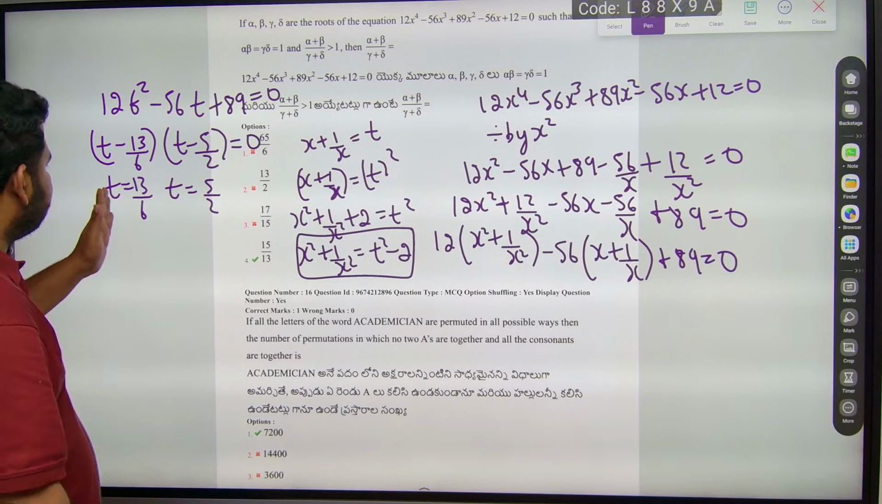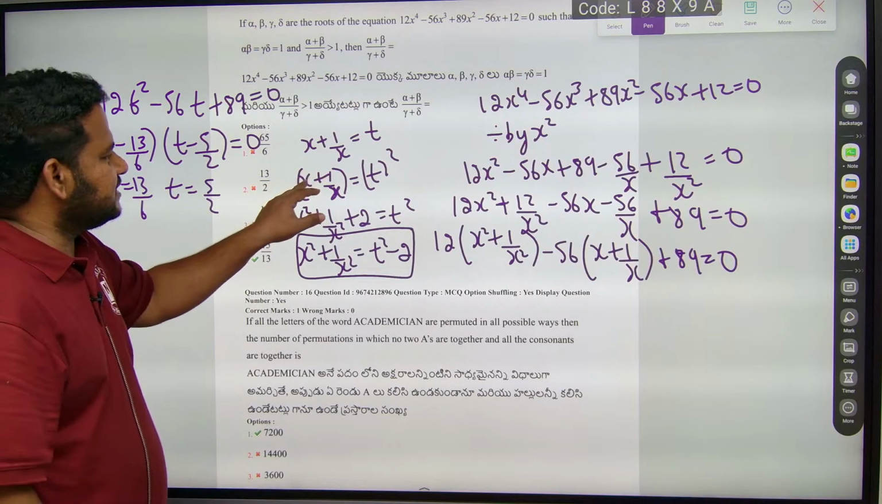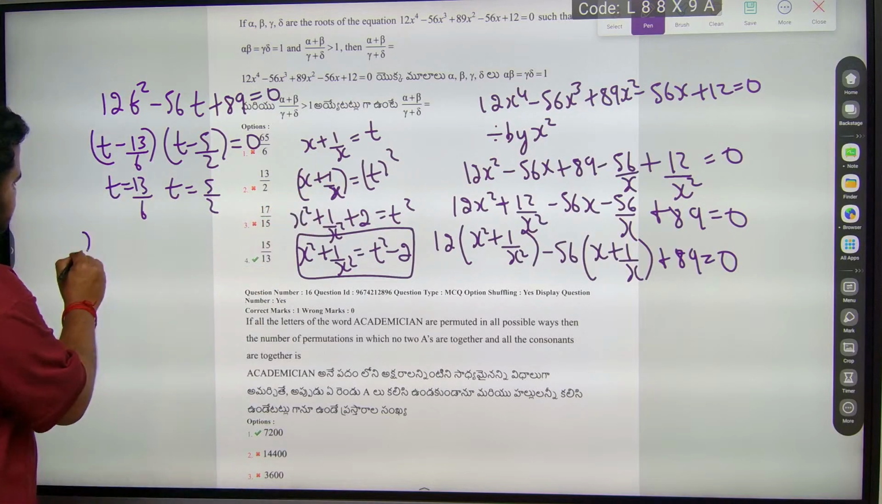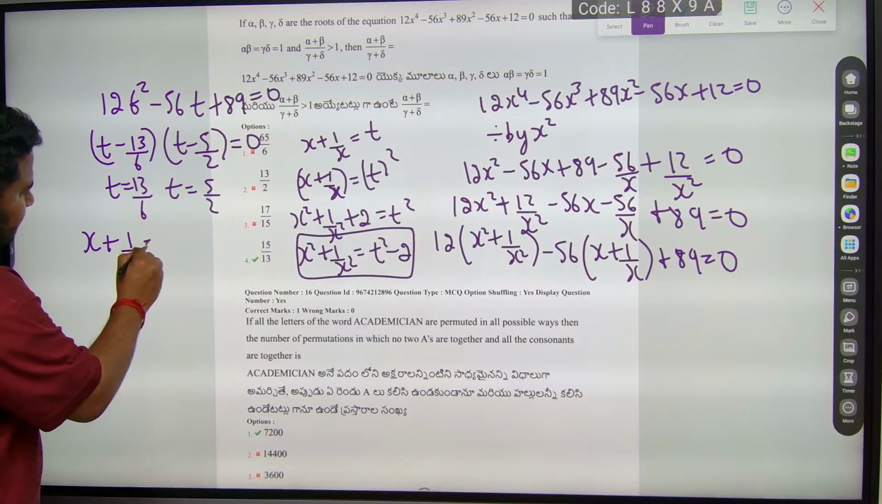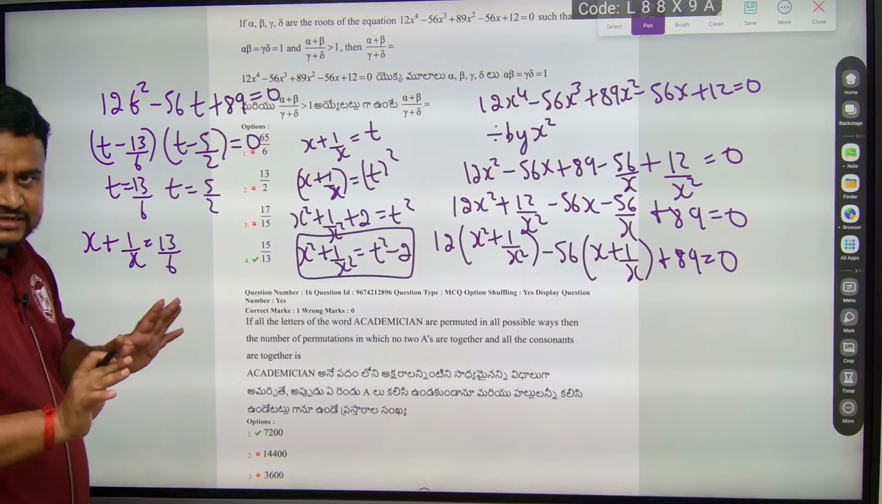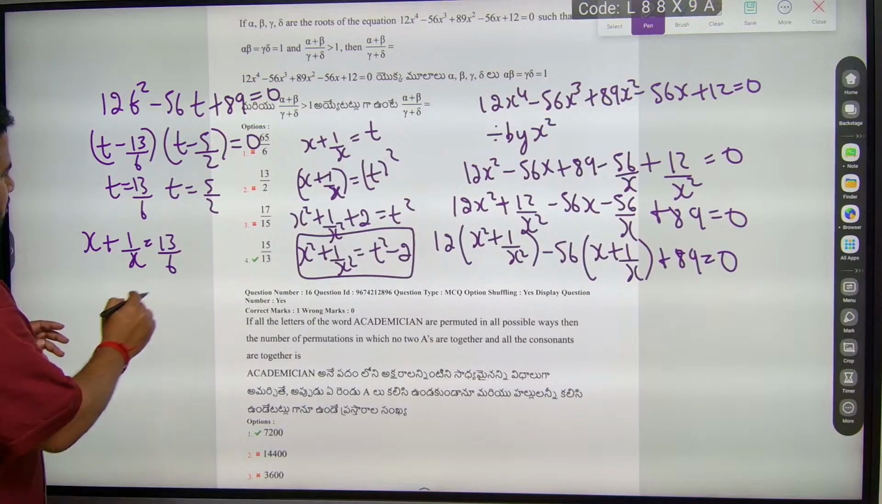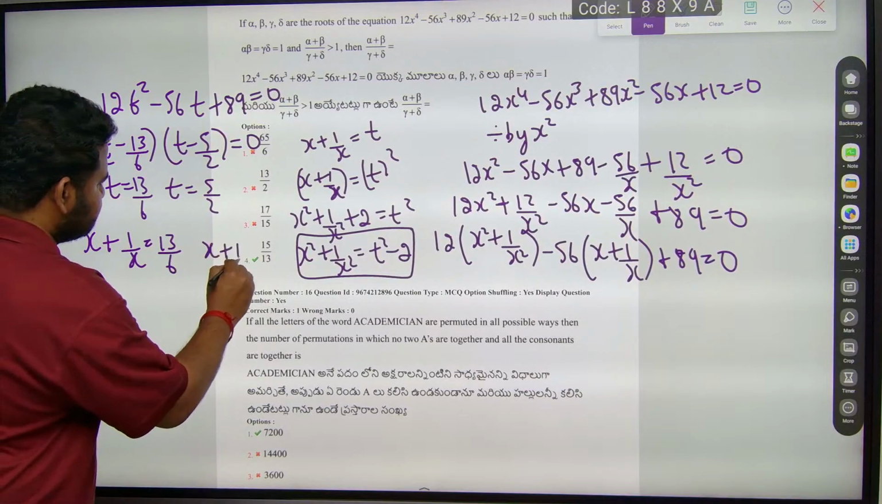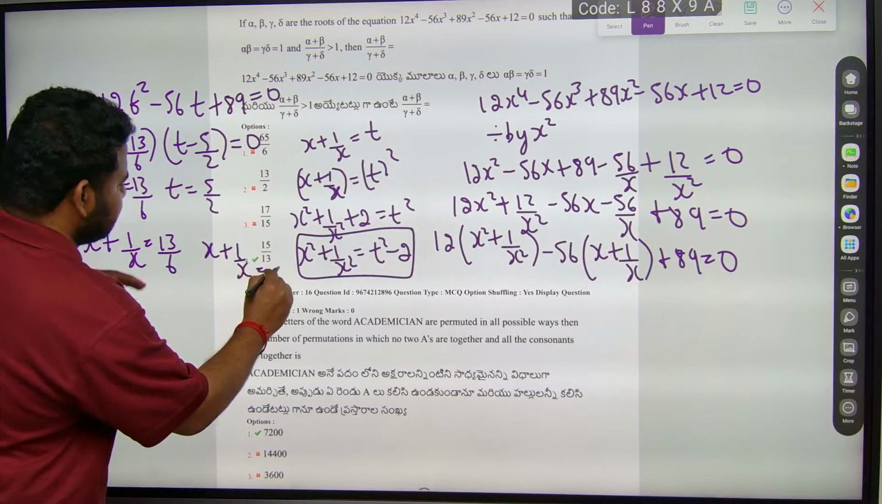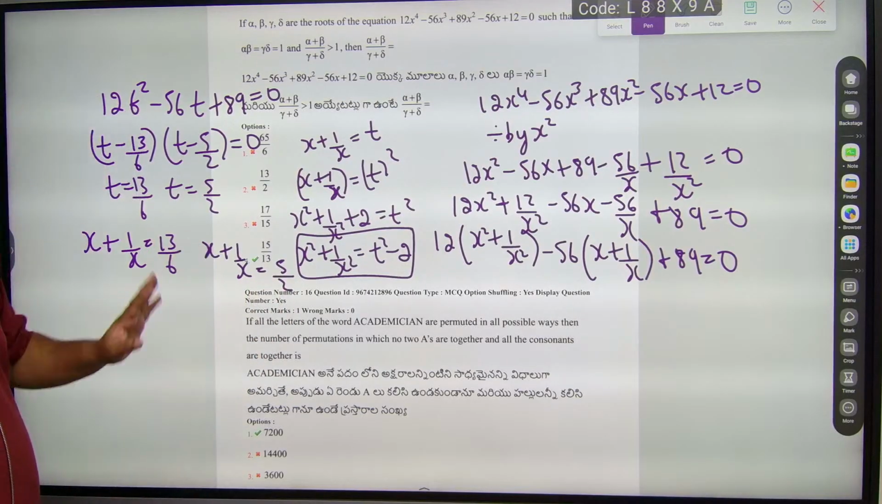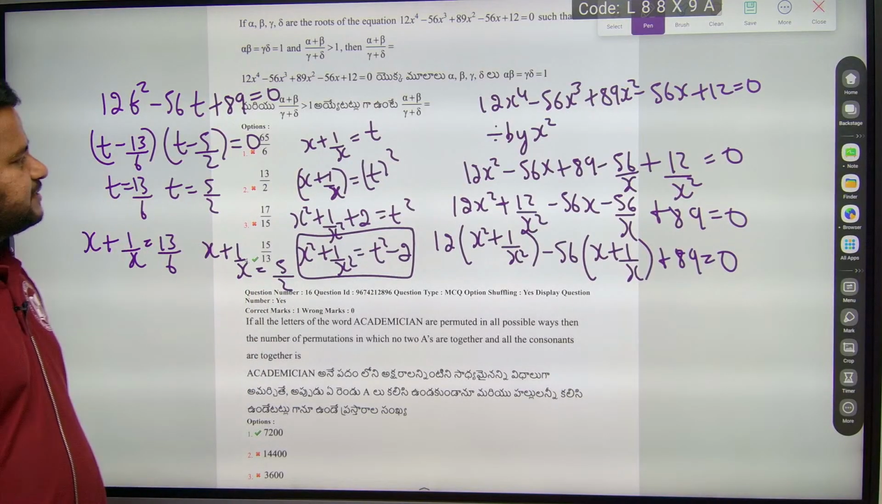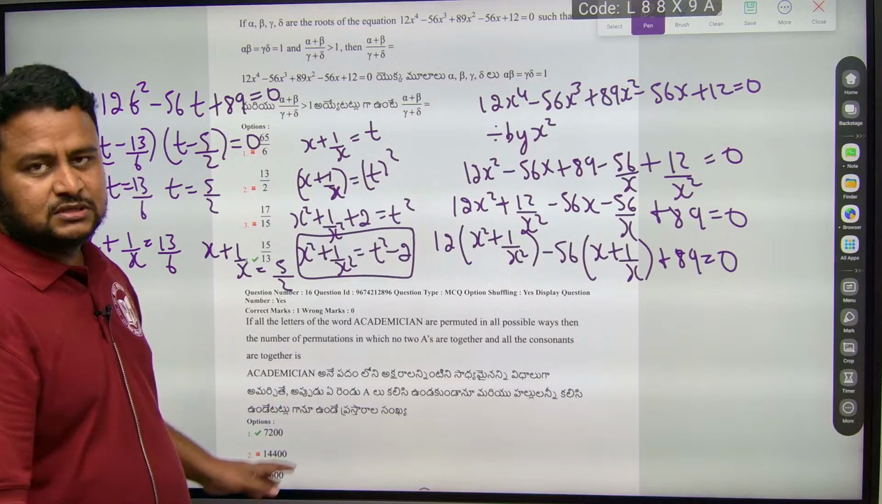Now what can I take? t is nothing but x plus 1 by x. So x plus 1 by x is equal to 13 by 6, and the other value, x plus 1 by x, is equal to 5 by 2. This is the sum of the zeros.